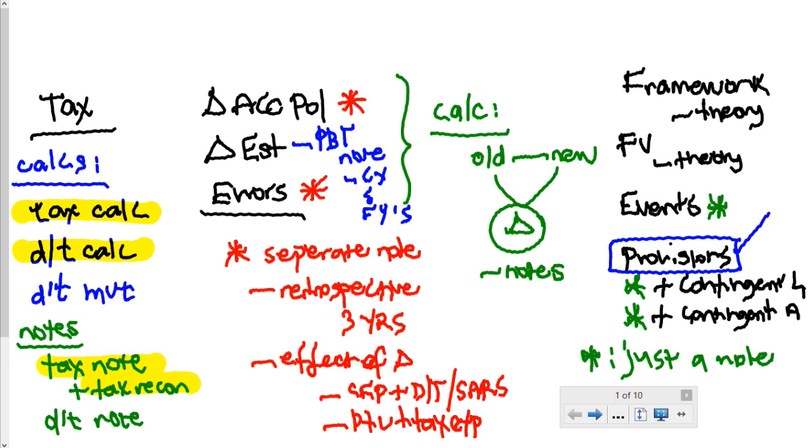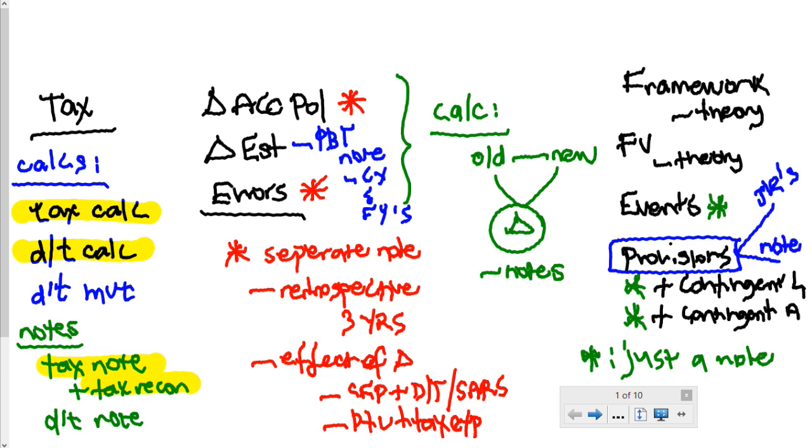Provisions they like to ask either as journal entries, and you remember doing some questions where we had to do the journals of how much provision was released, how much was raised, how much was used. We did those journals last week, in fact, before you left. Remember, we did that one question that was just journals, and some of those journals were provision journals. Or they ask for the note.